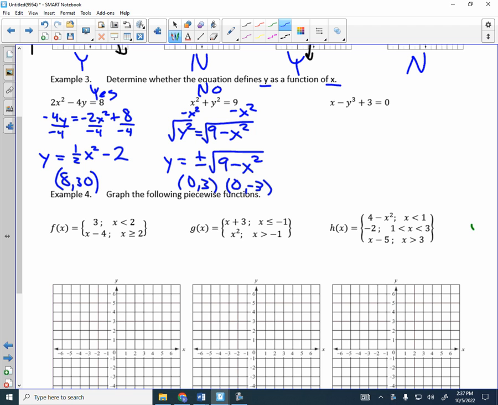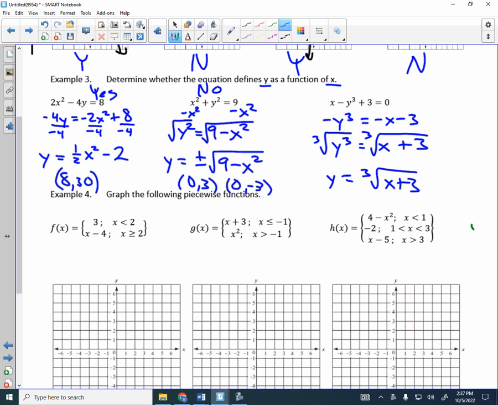And the last one, I'm going to subtract the x and the 3 to get negative y cubed is equal to negative x minus 3. I will divide by negative 1 to get y cubed is x plus 3. And now we'll cube root. As you cube root, it just provides one result. I get y is equal to the cube root of x plus 3. And so whatever you plug in, you're just going to get one output. So this is a function. This is a function.